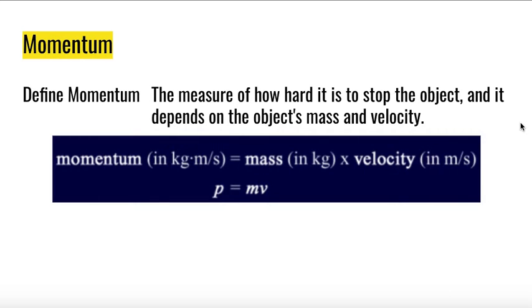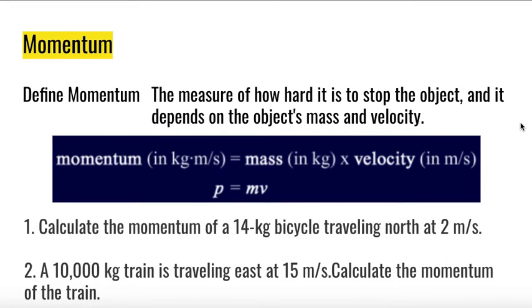Mass is measured in kilograms, and velocity has units of meters per second. So momentum has units of kilograms multiplied by meters per second. Also, because velocity includes a direction, momentum has a direction that is the same as the direction of the velocity.